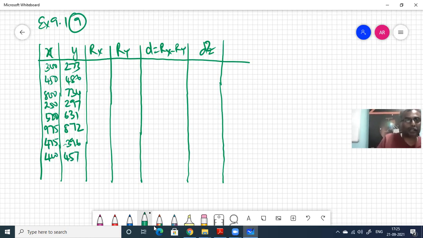Okay, let's start ranking. Which one is smallest? 250 is 1. Then 300 is 2. Then 400 is 3. Very good. 450 is 4. 475 is 5. 500 is 6. Very good, got sharp eyes. Then what?